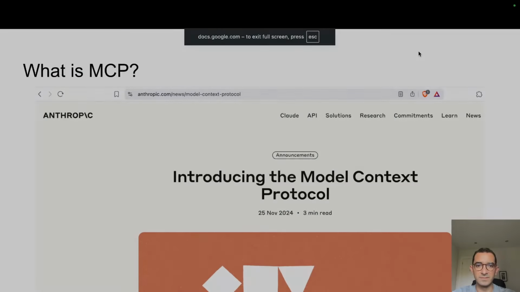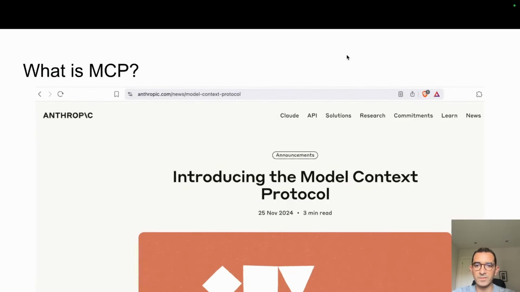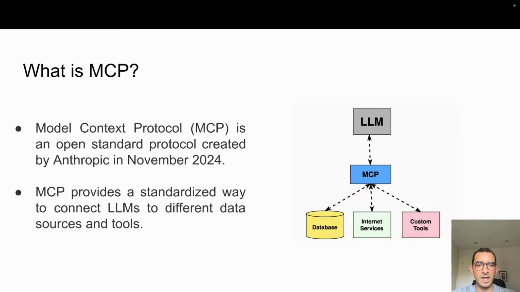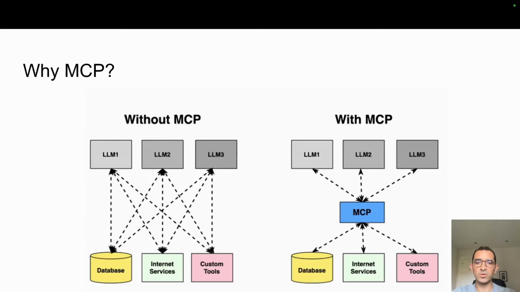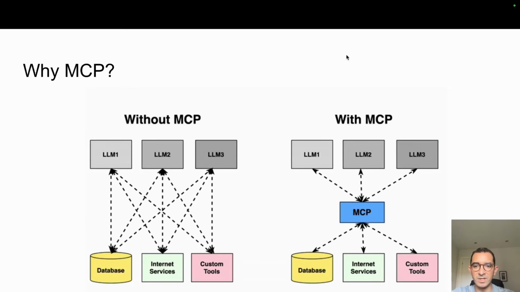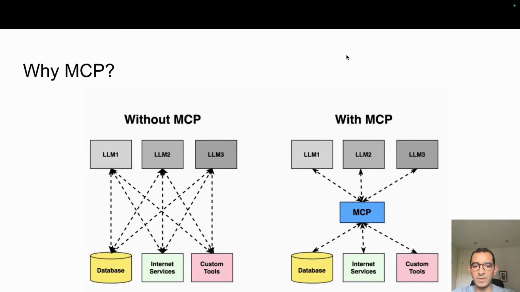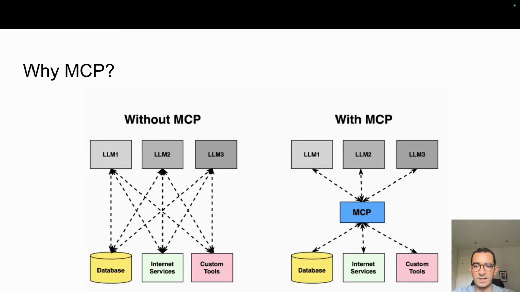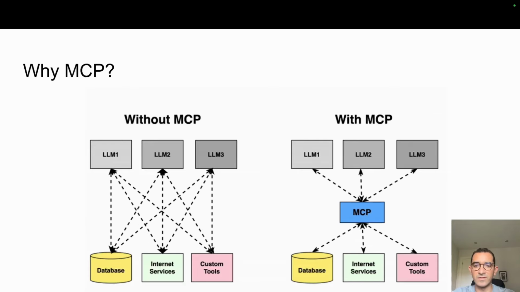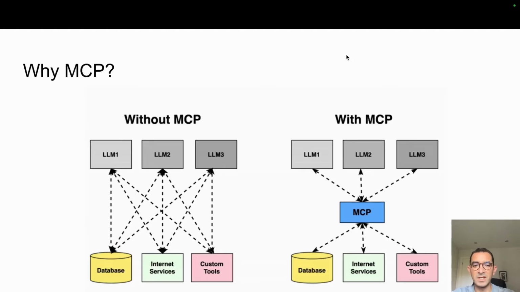What is MCP? MCP stands for Model Context Protocol. It is an open standard protocol created by Anthropic in November 2024. MCP provides a standardized way to connect LLMs to data sources, custom tools, and internet services. If you want to connect an LLM to external tools without MCP, you will need to hardcode within your app the logic to connect the LLM to the tools and the logic to choose which tool to use, plus the parameter parsing and error handling. The goal of MCP is to simplify this whole process by providing a protocol that makes it easy to connect LLMs to tools and data sources.